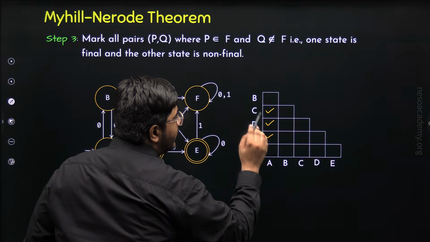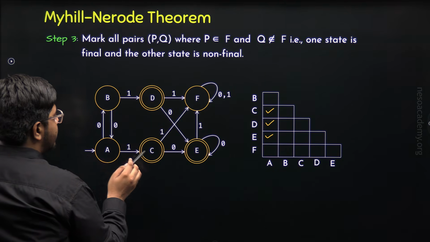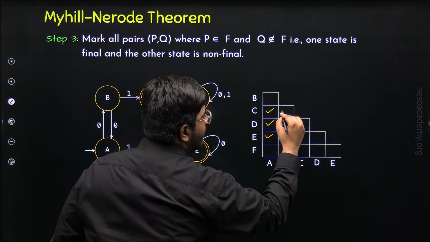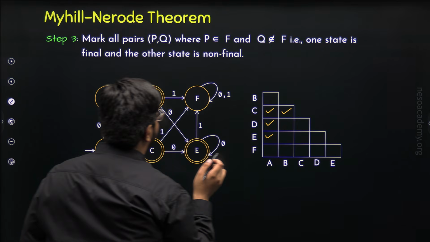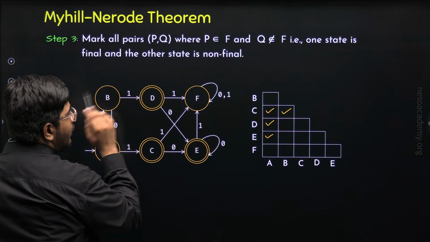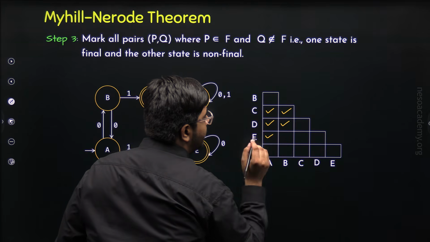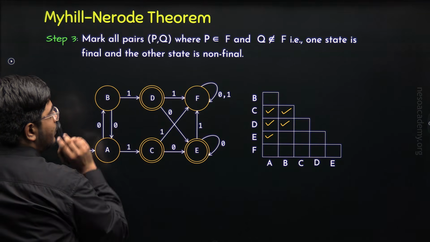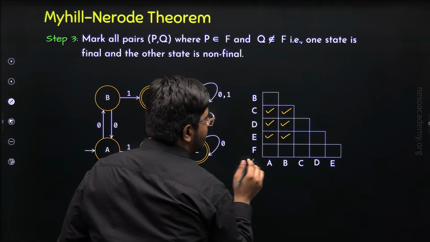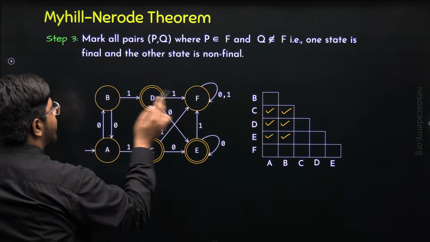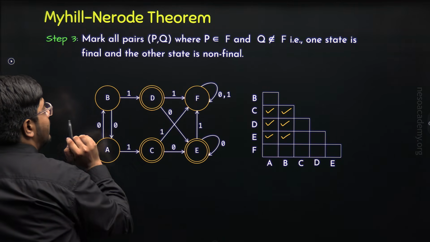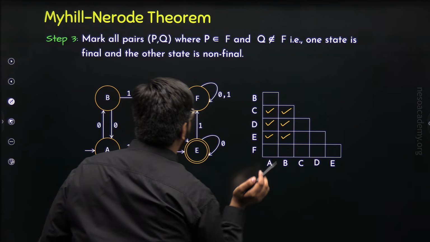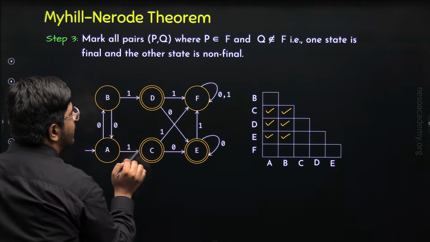Now let's check CB. C and B, final, non-final. So we can mark CB. Now DB, DB, final, non-final. So we can mark DB. AB, A and B, final, non-final. So we can mark this one also. FB, FB, non-final, again non-final. So we cannot mark this particular cell. Let's check another cell. DC, DC, both are final. We cannot mark that.